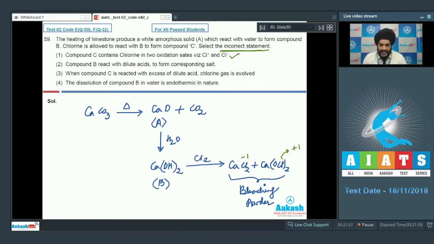Compound B reacts with dilute acid to form corresponding salt. This statement is correct. Compound B is a base and it will react with acids to form their respective salts. Let us look at option 3 now. When compound C is reacted with excess of dilute acid, chlorine gas is evolved. Students, this statement is correct. When bleaching powder is allowed to react with excess of dilute acid, it liberates chlorine gas.